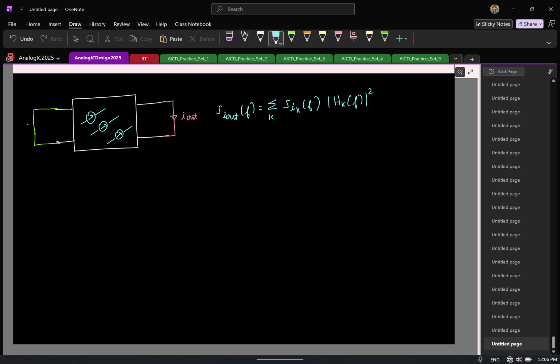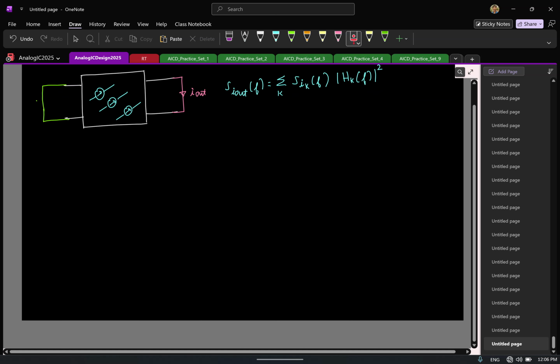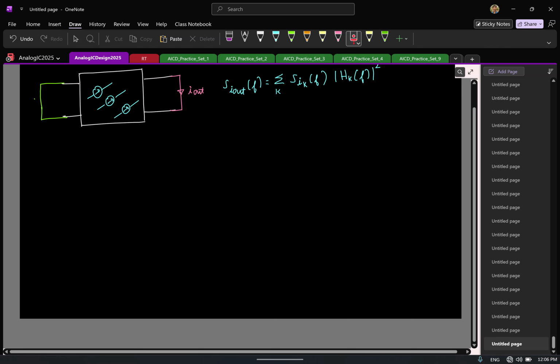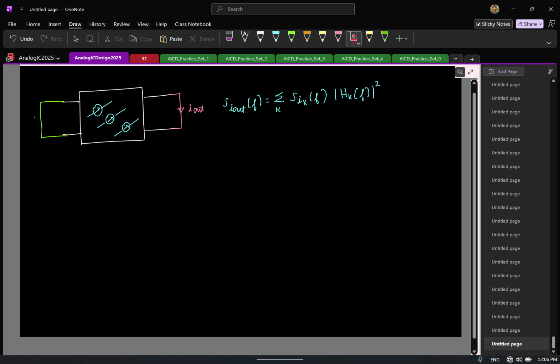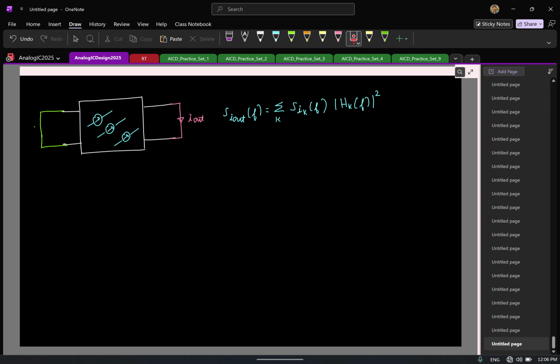Now again, just to remind you, remember that we started with the understanding that the circuit can be approximated as a linear circuit. So we can use superposition. If we can use superposition, in principle we should be able to write I_out(t) as some alpha_1 times in1 plus alpha_2 times in2 and so on. Now I'm able to say that the power spectral density is the sum of the individual power spectral densities because the noise sources here are uncorrelated.